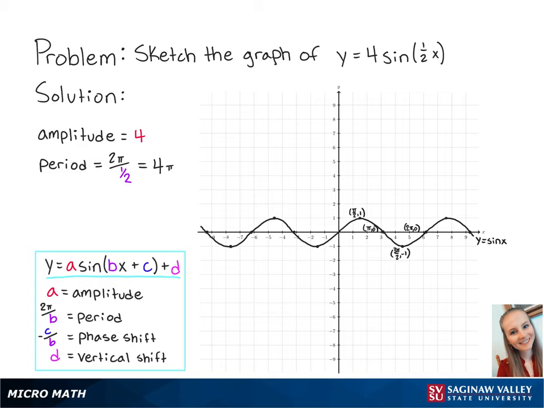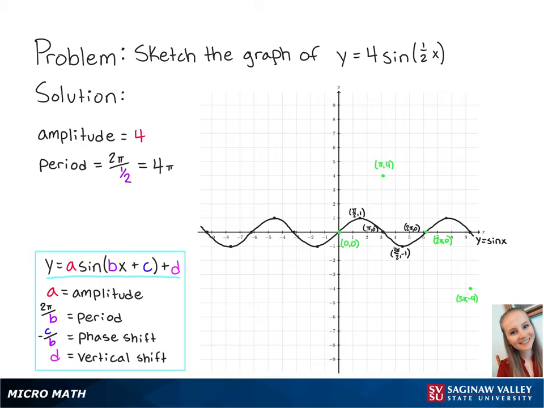Next, we're going to plot and label the most important points on the graph. We're first going to start with the point (0, 0), and the graph is going to be stretched twice as much as y equals sine of x. So the first high point is at (pi, 4), the midpoint is at (2 pi, 0), and the low point is at (3 pi, -4).